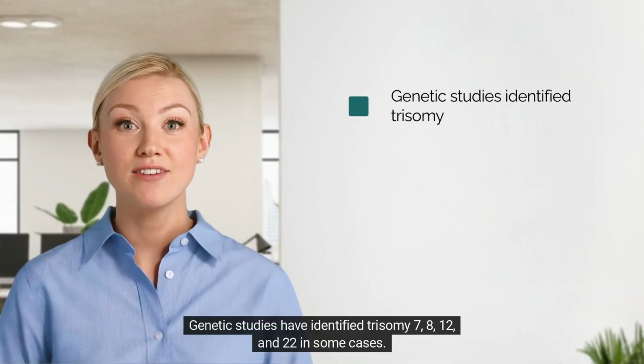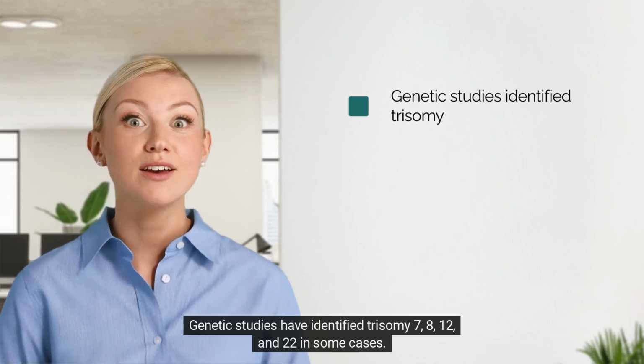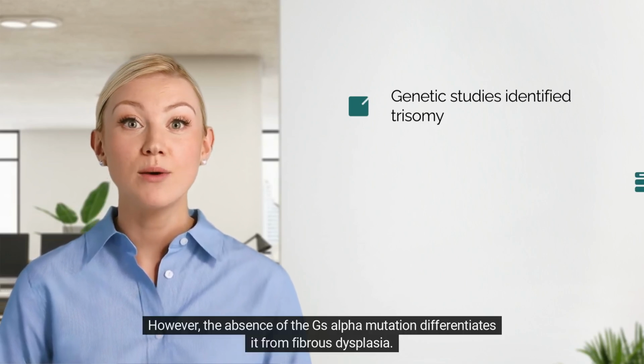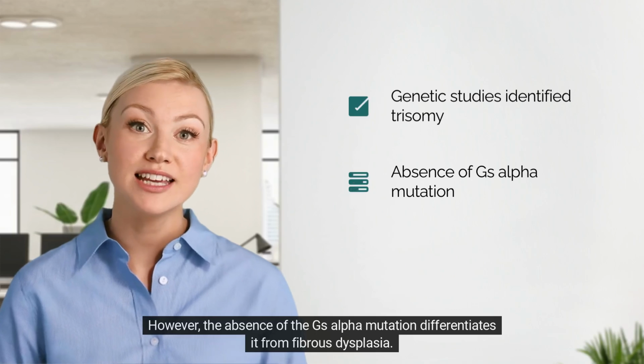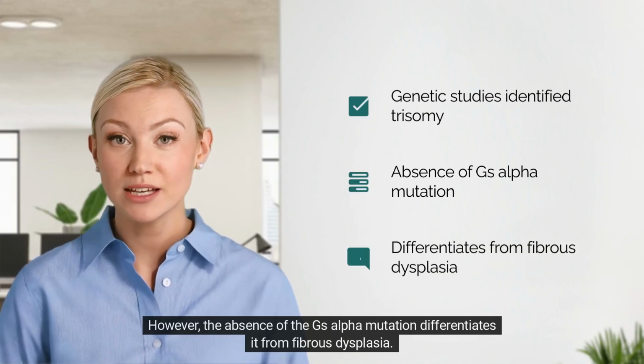Genetic studies have identified trisomy 7, 8, 12, and 22 in some cases. However, the absence of the G's alpha mutation differentiates it from fibrous dysplasia.